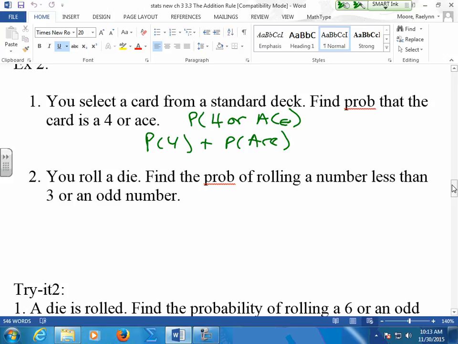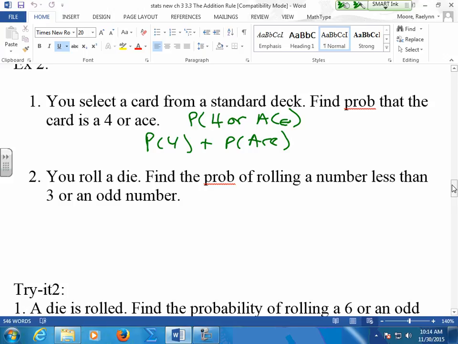So these increase your chances. Just think about it logically. If you're pulling out a 4 or an ace, I can get 4 aces or 4 4s. How many cards is that total? 8. I can get 8 out of 52. The probability of me getting one of those is 8 out of 52.